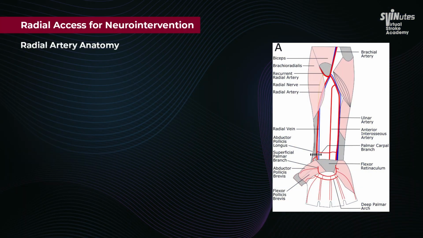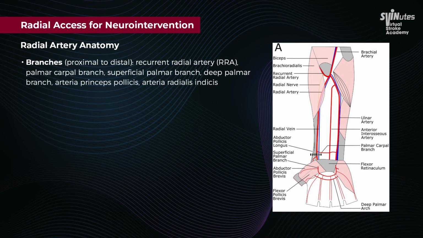If we follow the radial artery distally to the hand, we can identify branches including the previously mentioned recurrent radial artery higher up at the elbow, the palmar carpal branch, the superficial palmar branch, the deep palmar branch, the arteria princeps pollicis, and the arteria radialis indicis. These branches provide supply to the hand, thumb, and index finger, respectively.